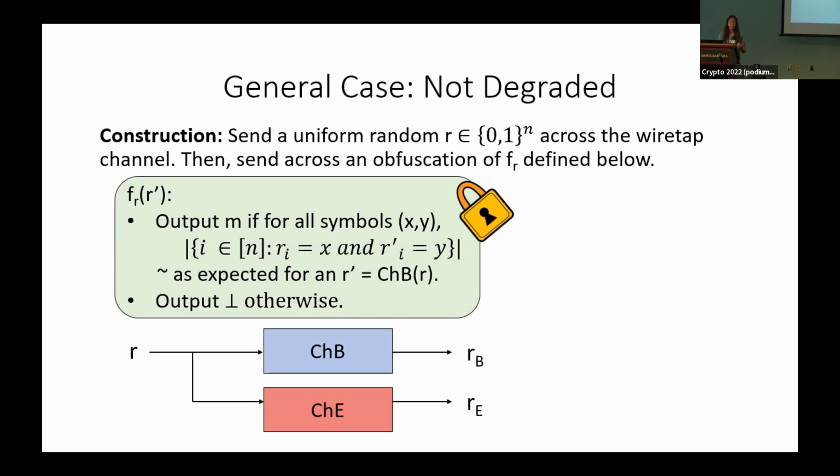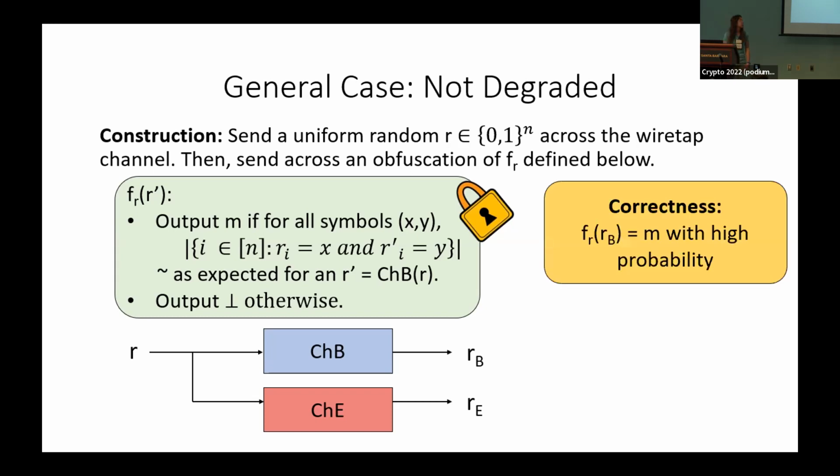And it will check if every crossover probability is what would be expected if you had sent the input across channel B. So we'll check all the X's and R's and see how many of those became Y's in R prime and see, okay, is this ratio what I would expect if R prime was generated by sending R across channel B? So it's checking whether R prime, its input is sort of a typical value in terms of these input output ratios from sending R across channel B.